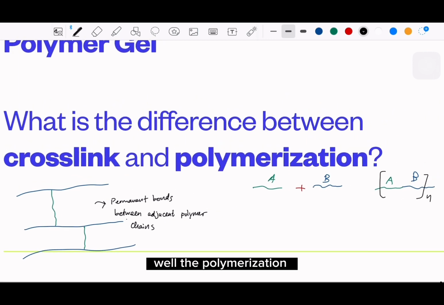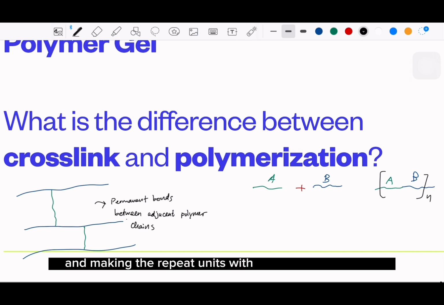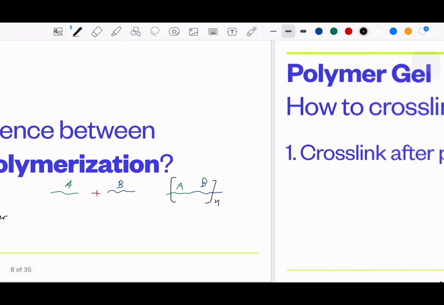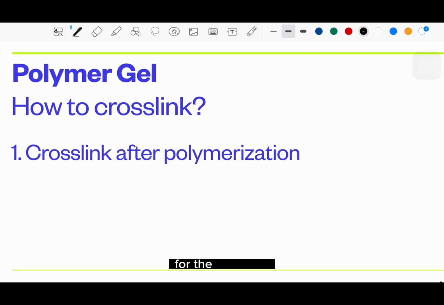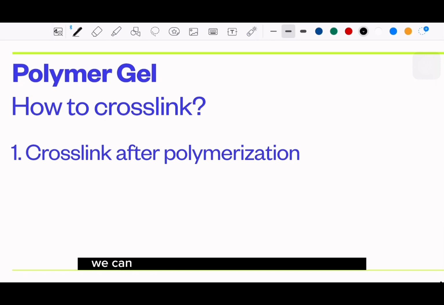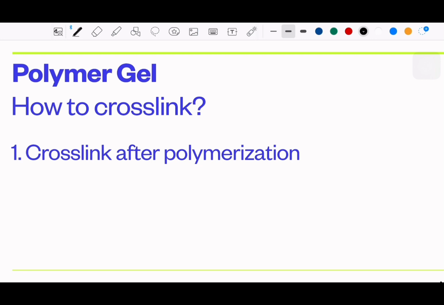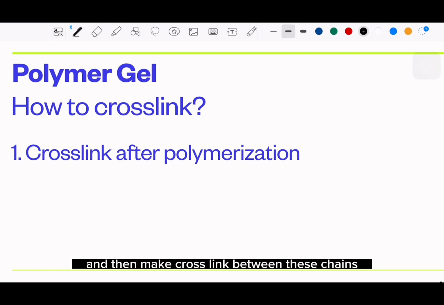Well, in the polymerization, you can see that we join together monomers, making a repeat unit with these monomers inside. But the cross-link, basically, is this bonding here. Okay. So first, how to cross-link? The first method is we can make the cross-link after polymerization, which means that we are going to prepare polymer chains and then make cross-links between these chains, okay?